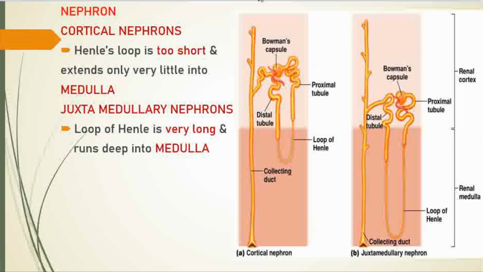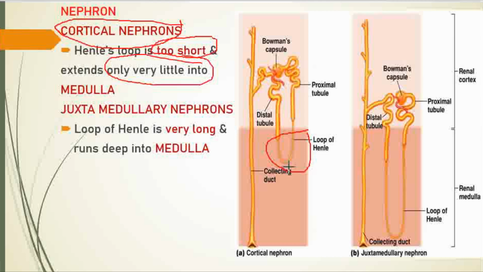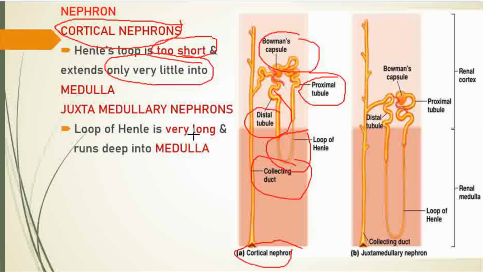Next. So cortical nephrons, and what are cortical nephrons? So cortical nephrons, from the name itself you can infer, the cortex region la irukku. Henle's loop, if it is too short and extends only very little into the medulla, we call it a cortical nephron. So when the nephrons, you can see the Henle's loop is short here. So we have the PCT, DCT and the Bowmans capsule here, collecting duct இங்க இருக்கு. ஸோ இது வந்து ஒரு cortical nephron.